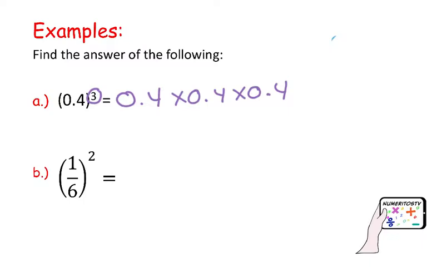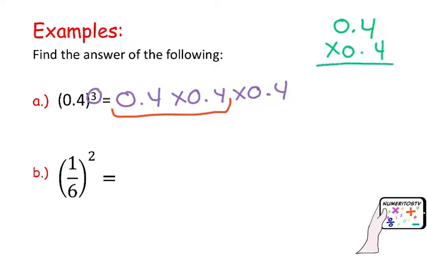To get the answer, we can start multiplying the first two. So if you remember our previous lesson on how to multiply decimals, if you don't remember, I am going to leave the link here in the description so you can have a refresher on multiplying decimals. We multiply 0.4 times 0.4 first. To multiply decimals, you can get rid of the decimals for a moment.